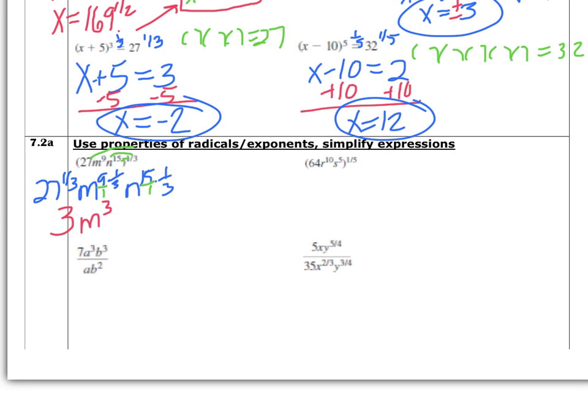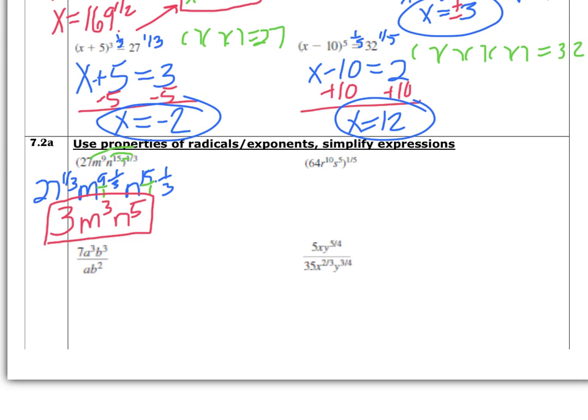This is going to be 15 divided by 3. 15 divided by 3 is 5. This becomes n to the 5th. This answer is simplified because there's one constant value here, one m and one n, and I know I'm done.